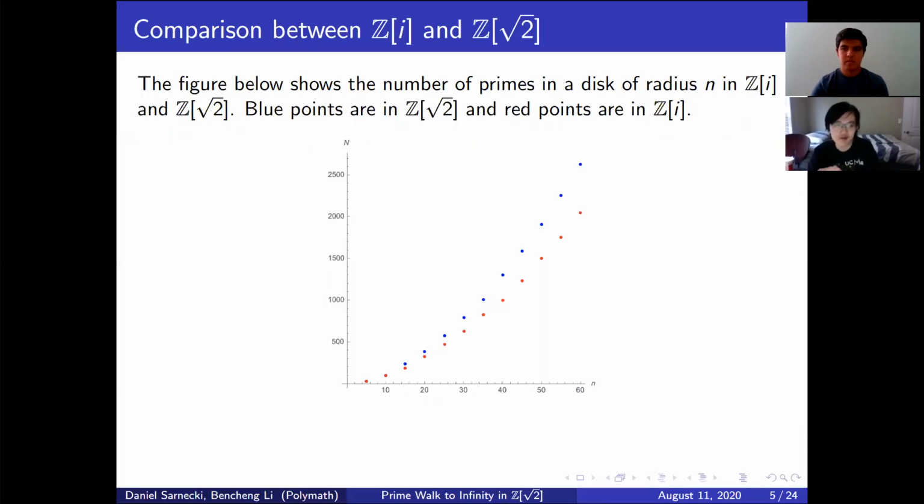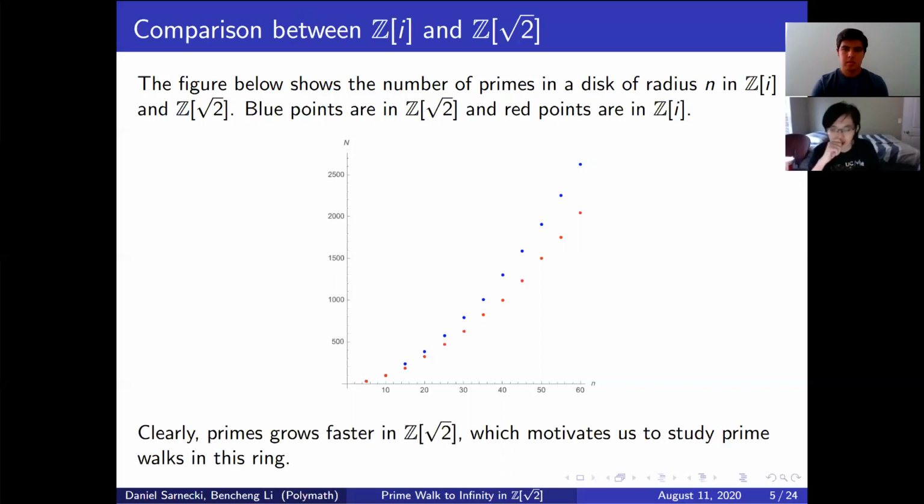So if a plus root 2 b is a prime, then a minus root 2 b or minus a plus root 2 b are also primes. Next, we compare the number of primes in a disk of radius n between Z[i] and Z[√2]. The blue points show the case in Z[√2], and the red points show the number of primes in Z[i]. We can see that as n gets larger, from 10 to 60 or even larger, the difference between the numbers of primes also gets larger. Therefore primes grow faster in Z[√2], and this fact motivates us to study prime walking in this ring.